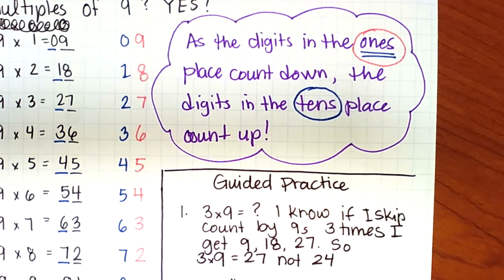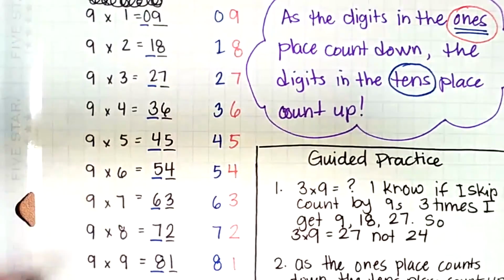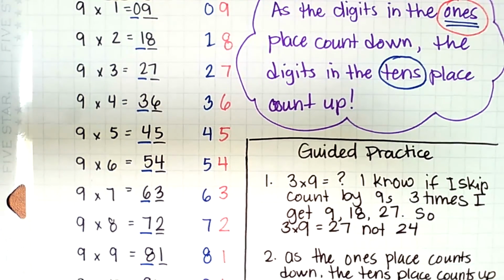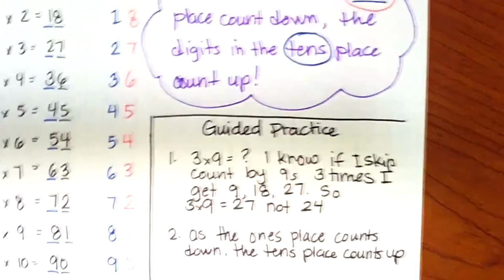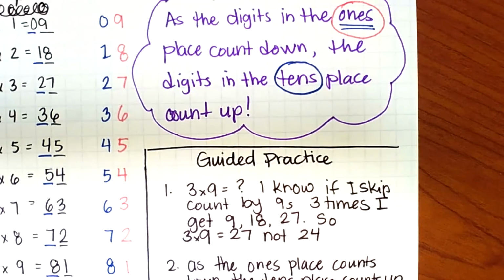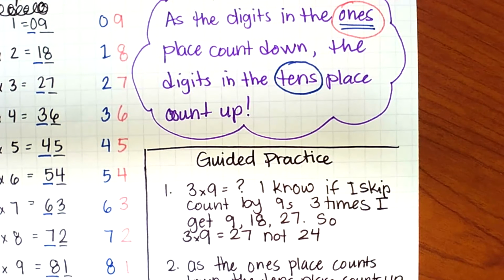For number 2, it says, look at the table of the nines facts from the previous page. So that's the same information we have right over here. Describe a number pattern in the multiples of 9. So the number patterns that we saw is what we wrote up here. As the ones place value decreases or counts down, the tens place value increases or it counts up.